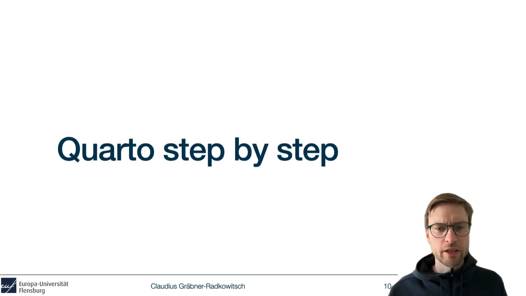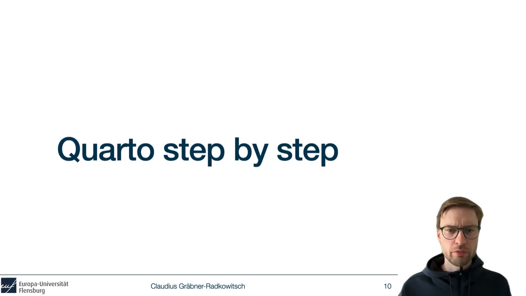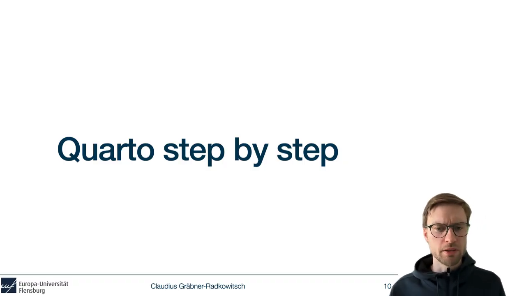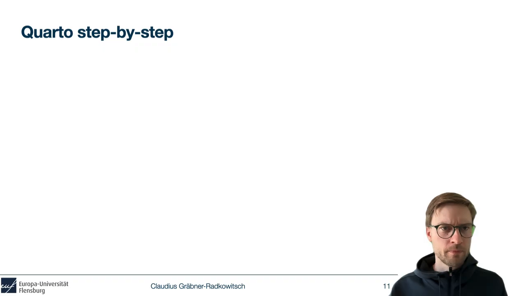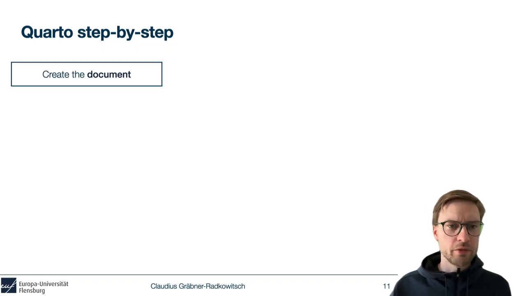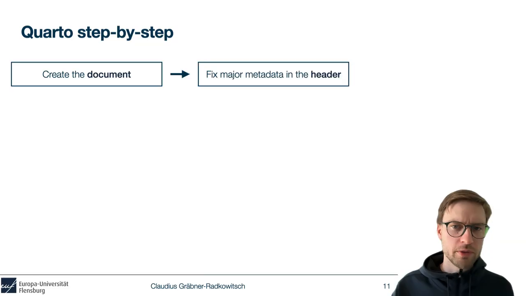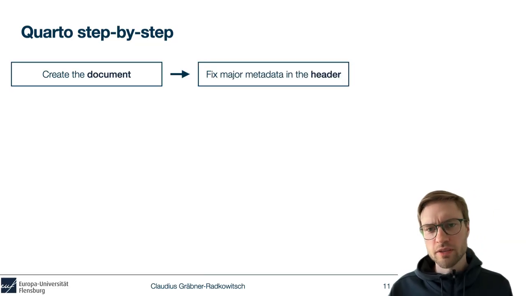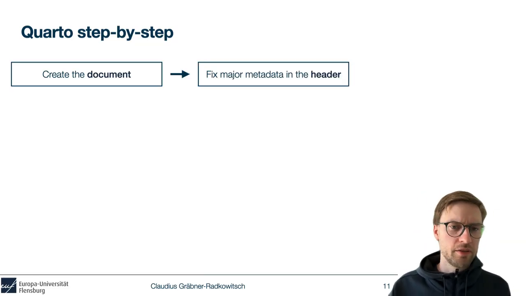After having clarified what Quarto is and what the underlying process is, we now want to go through the process of creating a Quarto document and rendering it to a particular format. So this is actually how you do it step by step. So first of all, you're going to create the Quarto document. Then you're going to fix the major metadata in the header of this document.